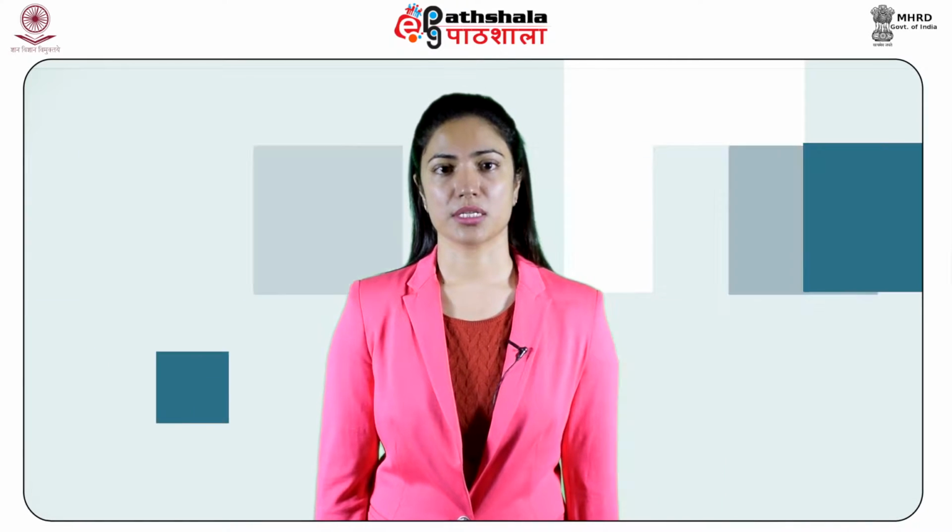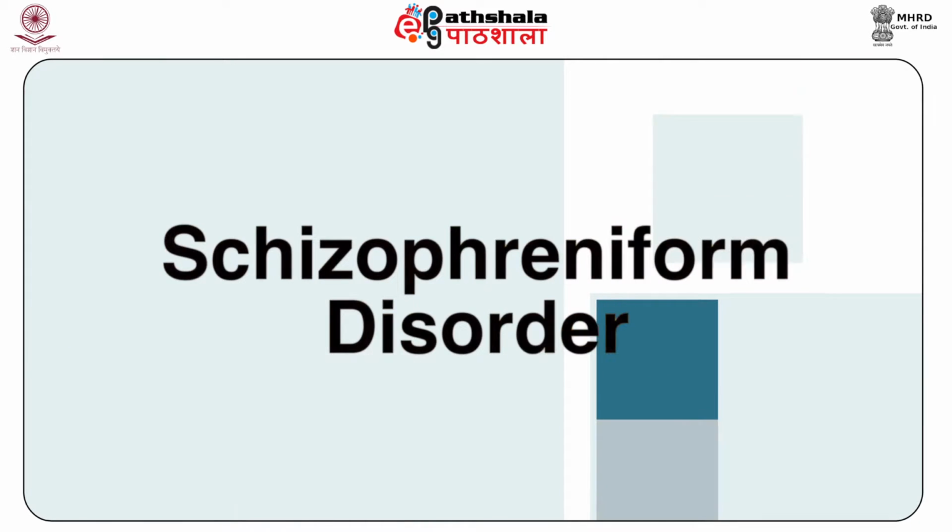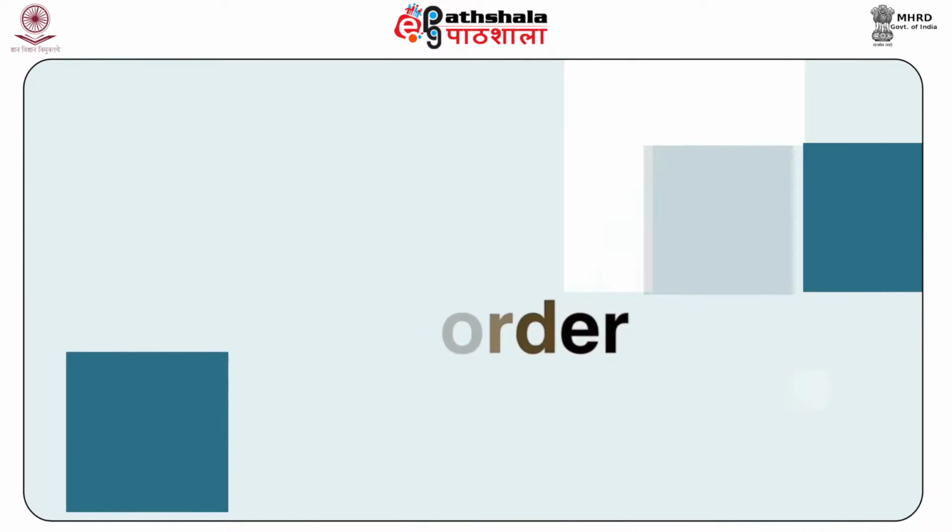DSM-IV-TR states that the presence of some mood disorder with symptoms of schizophrenia is the major criterion for the diagnosis of this disorder. The other criteria are that the mood symptoms be present for a substantial portion of the total illness time, and the individual must have delusions and hallucinations for a period of at least 2 weeks in the absence of mood symptoms. Next is schizophreniform disorder.